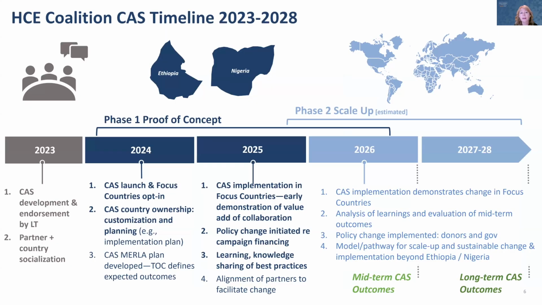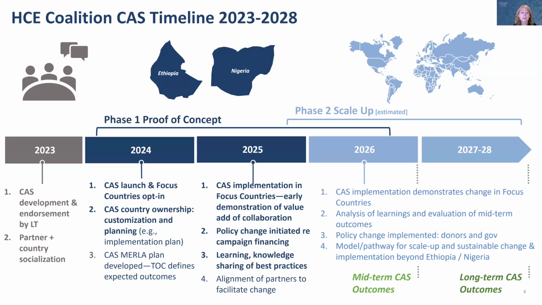So after approving the CAS in December 2023, the coalition's leadership team recommended a phased approach for its implementation. The first phase began in January of 2024 when we launched the CAS at a meeting in Addis Ababa, where we were joined by representatives from the Ministries of Health in Nigeria and Ethiopia, who both opted in to be the first countries to implement the CAS. We consider these first few years a proof of concept or demonstration phase for the CAS, where we'll focus on learning and adapting before going to scale in the latter years.